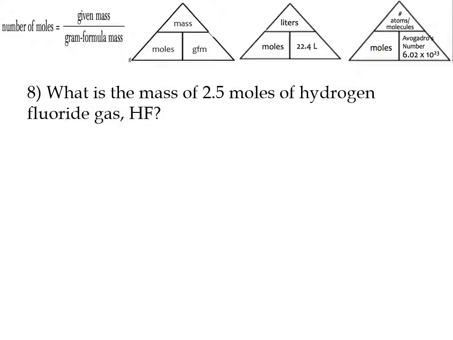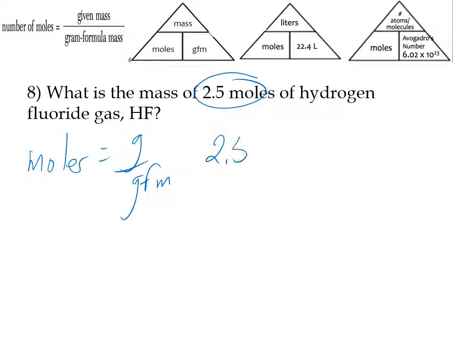Number 8, what is the mass of 2.5 moles of hydrogen fluoride gas, HF? Same formula, moles equals grams over gram formula mass. We know we have 2.5 moles, so we can write that on the left side, 2.5 moles, equals grams over gram formula mass. It says, what is the mass? We don't know what our mass is. I'm going to leave that as just G, but we can put it over the gram formula mass of HF.